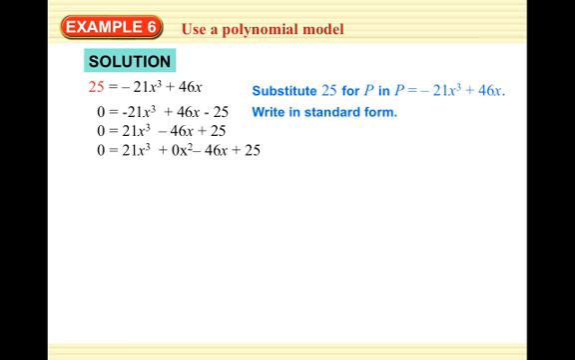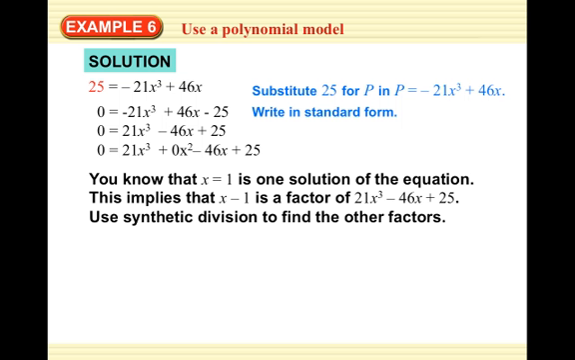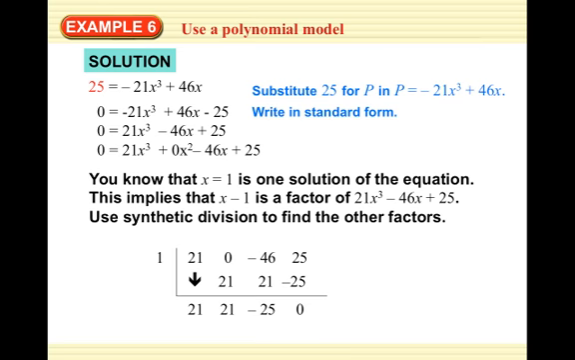And remember, that's perfectly fine as long as you're dealing with an equation because you can do it to both sides. So I'll look at it and go, am I skipping any degrees of x? And I sure am. I am skipping from x cubed to just x to the first, plain x. So I need to fill in with 0x squared. We know that x equals 1 is the solution of the equation. That implies that x minus 1 is a factor of 21x cubed minus 46x plus 25. So we're going to use synthetic division to find the other factors, just like we've been doing. So we put in the 1, and then we use our coefficients, 21, 0, -46, and 25.